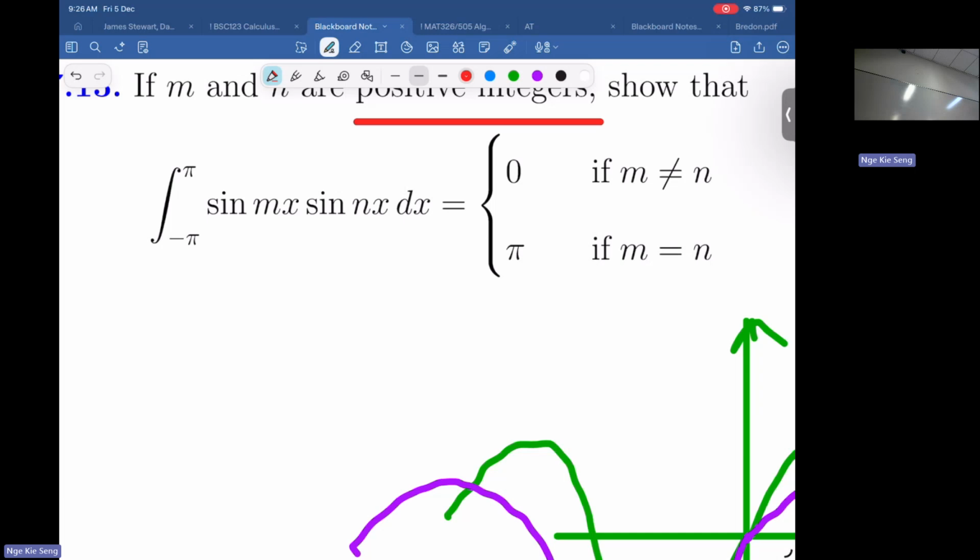This identity is very useful for your next semester class, calculus 2, where you do something called Fourier series, and you will see this kind of combination coming up.